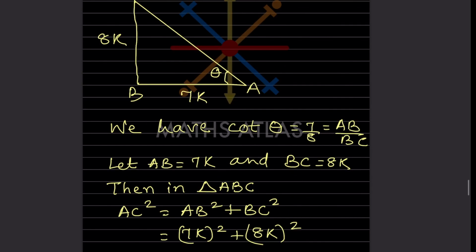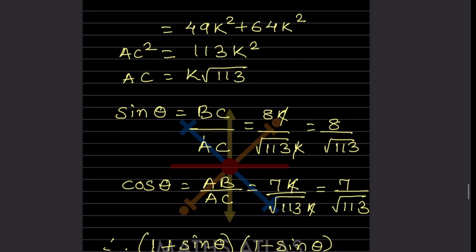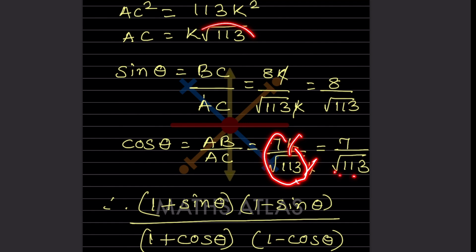Cos theta, you know, this cos theta means the adjacent over hypotenuse. So which is the adjacent? This is the opposite one. Adjacent is this one. So AB divided by AC. So AB is 7K, and of course this AC is the same. So again this K and K gets cut. So what remains is 7 by root of 113.